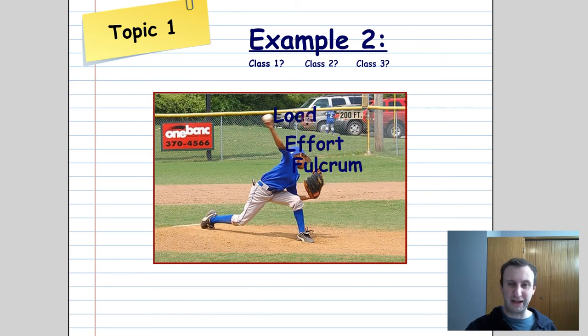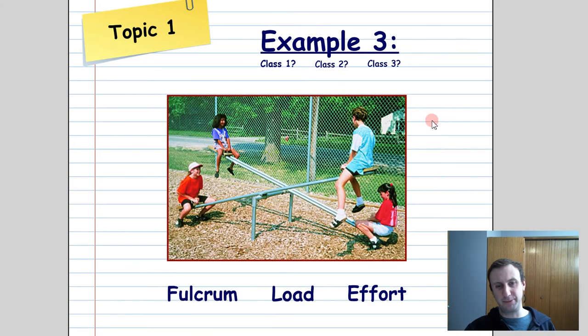And remember again, that load is at the end. Okay, so 1, 2, 3, it's a third class lever. Last example here. I have a teeter-totter. What does that fit into? First, second, or third class?